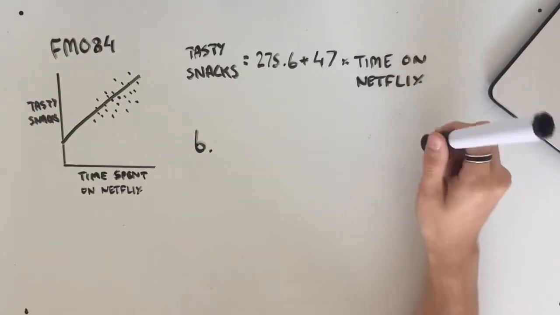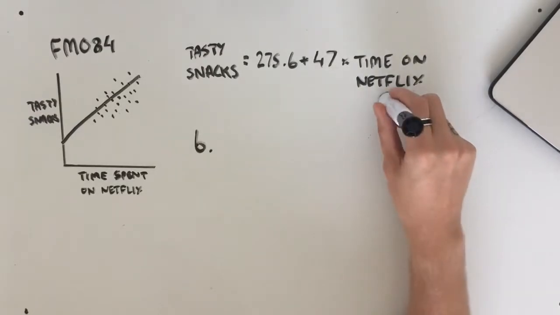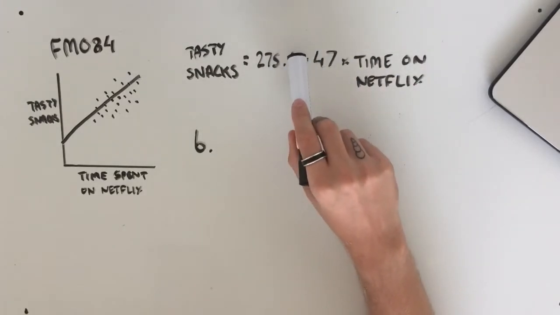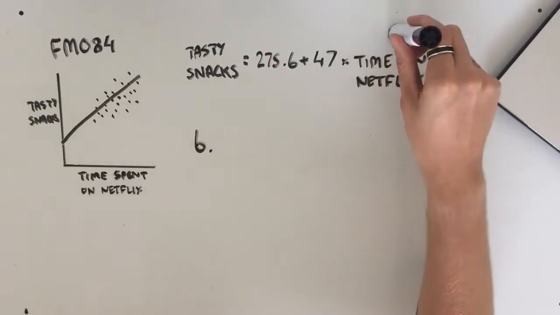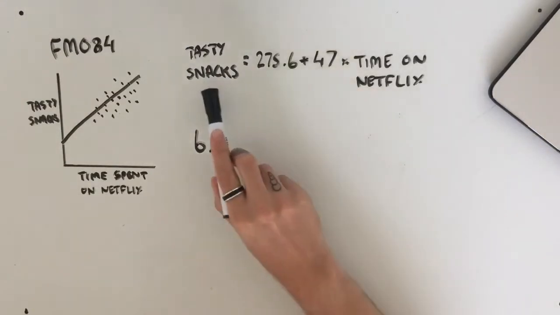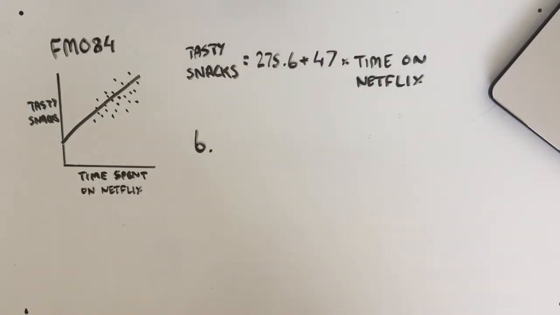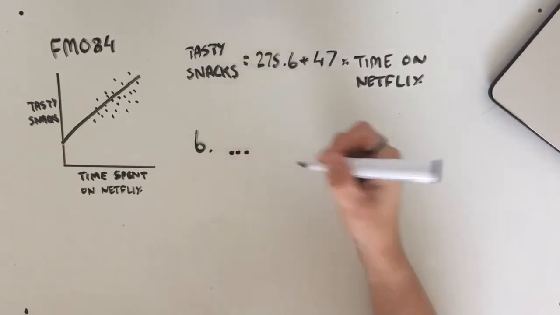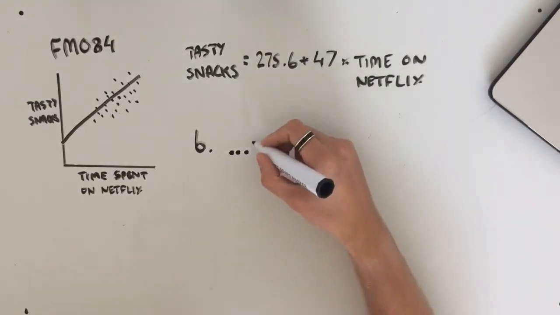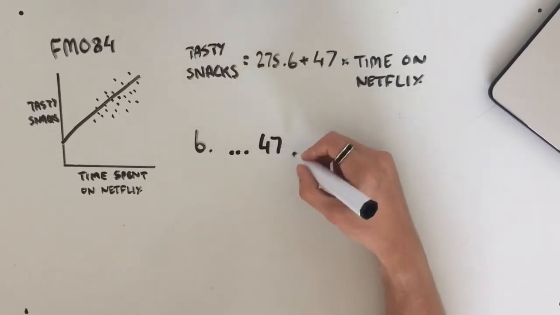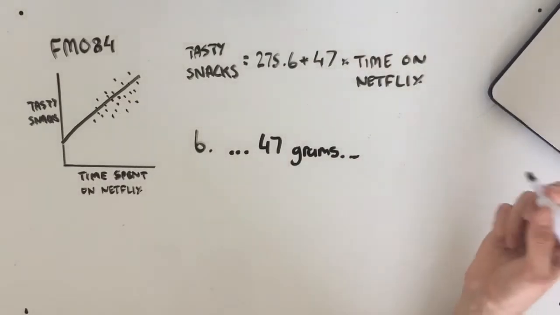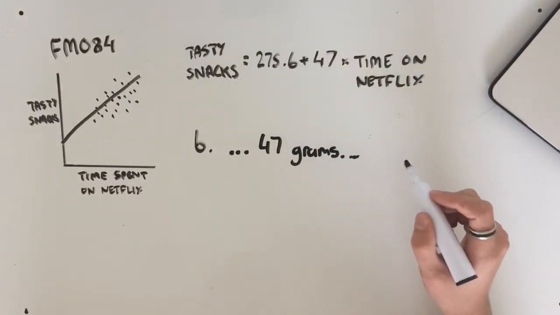Now from here, if we watch 1 hour of Netflix, so the difference between the zero and one being we're increasing it by 1 hour, it's going to be 47 times 1, which is 47, plus 275.6. So every time we watch an hour of Netflix, our answer is going to go up by another 47, which is going to actually increase on this end by 47 grams. So our question here for part B, the blank space, on average, the amount of tasty snacks consumed increases by 47 grams, which is already written there for you, but I'm going to write it right out here, for each 1 hour increase in time spent watching Netflix.